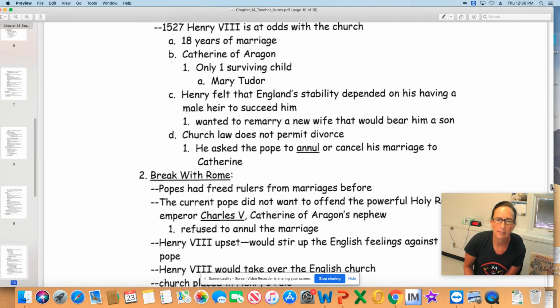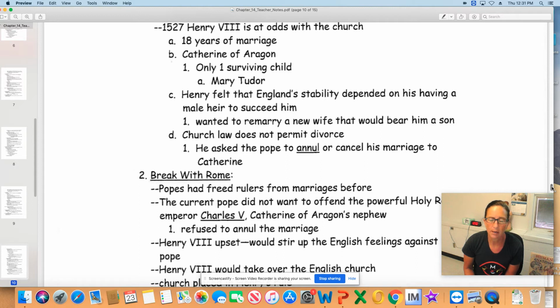Henry was obsessed with having a male heir. He felt that England's stability depended on his having a male heir to succeed him. Right now he has had several children and several miscarriages, but he has only one daughter, and her name is Mary. So he assumes the problem is Catherine, and he wants to divorce Catherine.